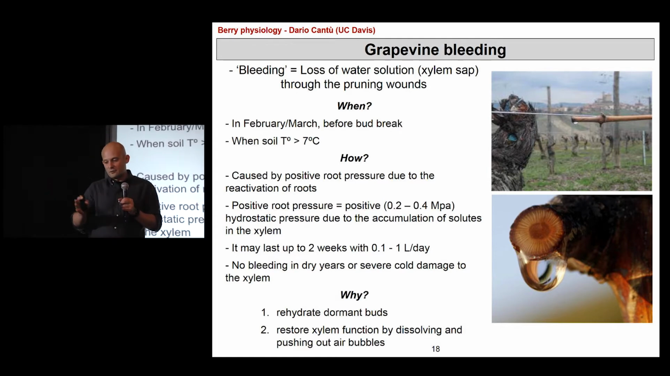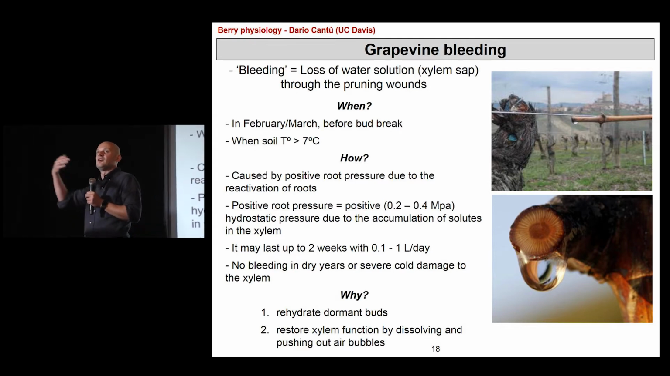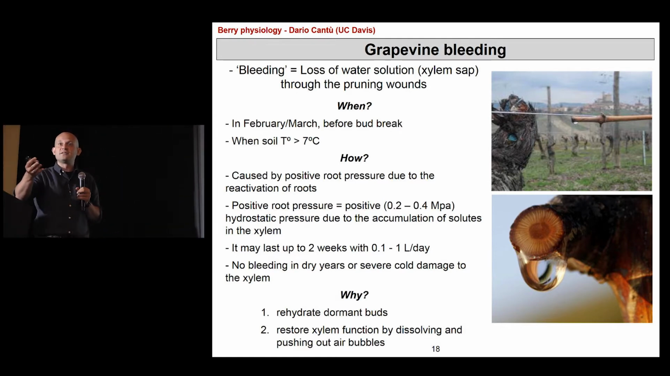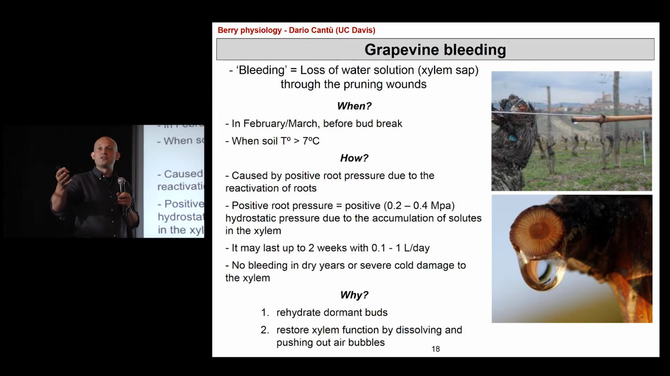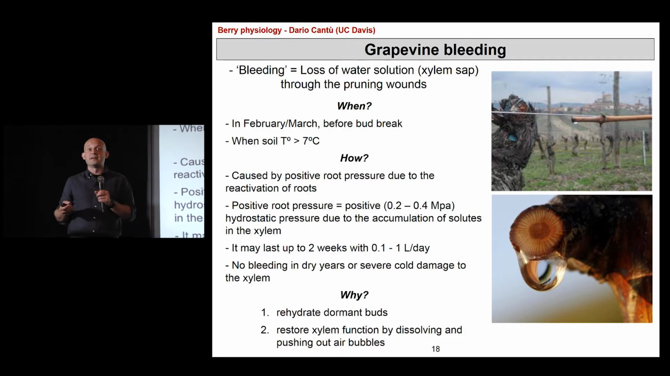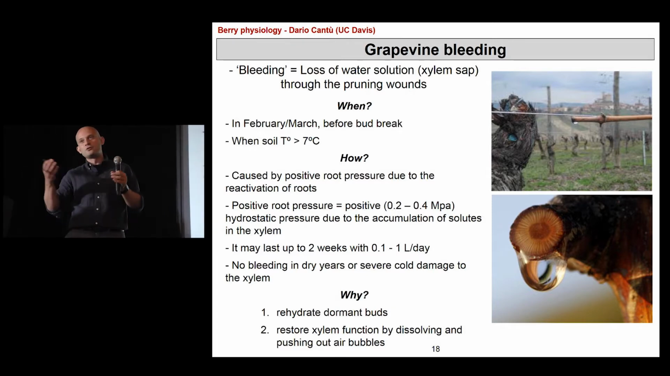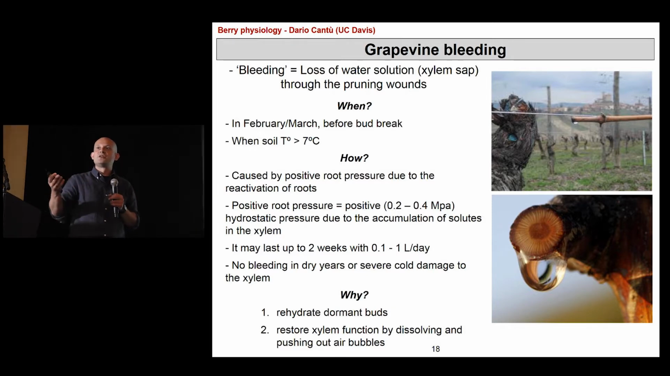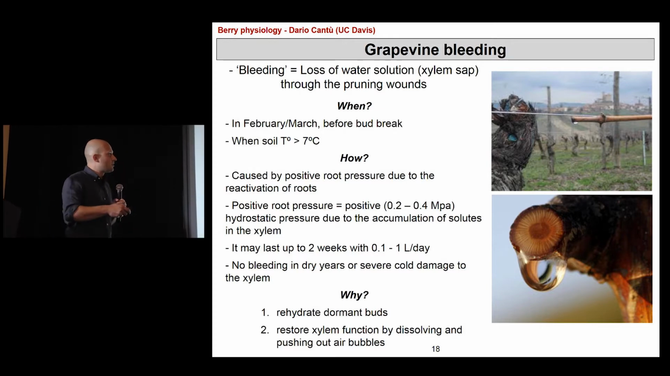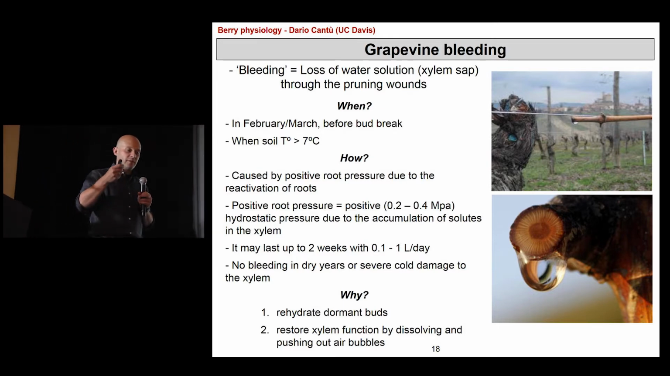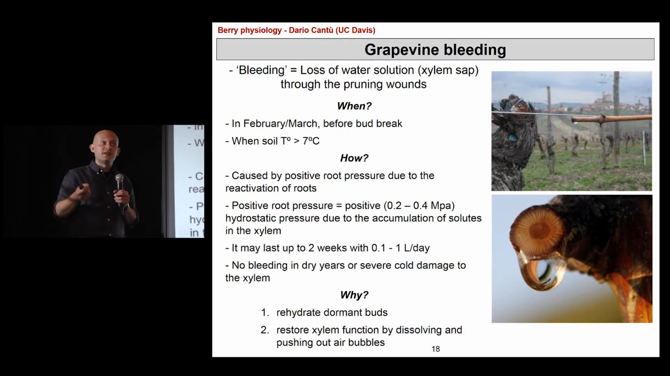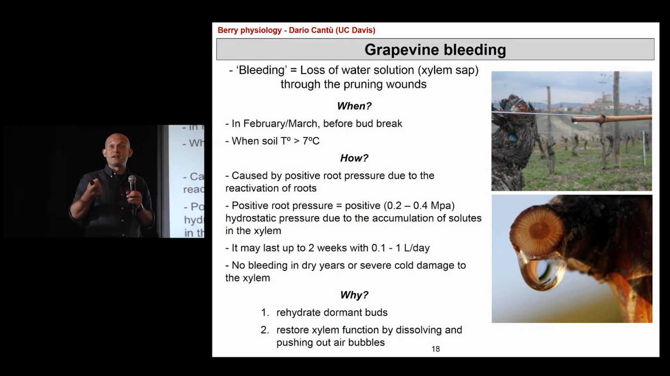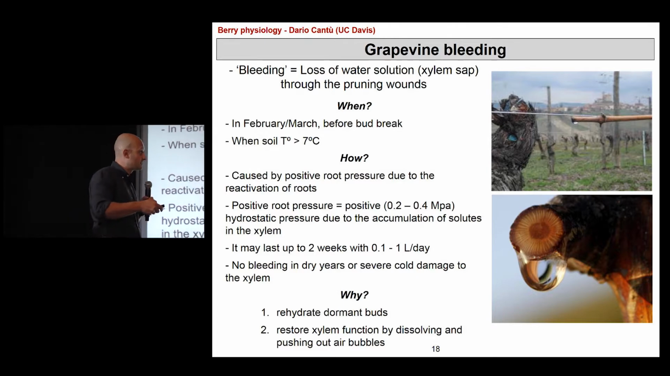Okay, so now we start year 2. We're done with year 1, we start year 2, we have to exit dormancy. And you know that vines, the first thing that tells you that spring is coming and growth is coming is bleeding. Vines don't lose blood, obviously, they lose xylem sap. So this is a liquid made mostly of water, where there are proteins, there are sugars, and there are hormones inside. There is cytokinin, for example, in the xylem sap.